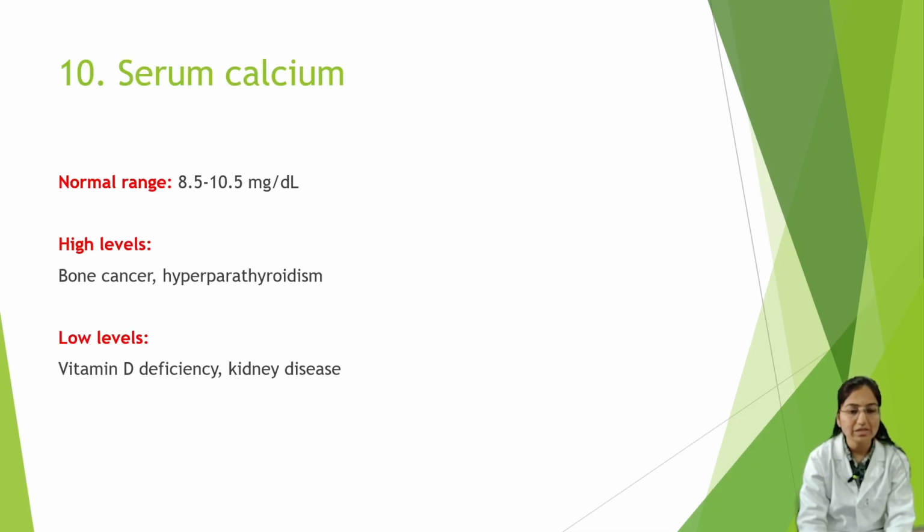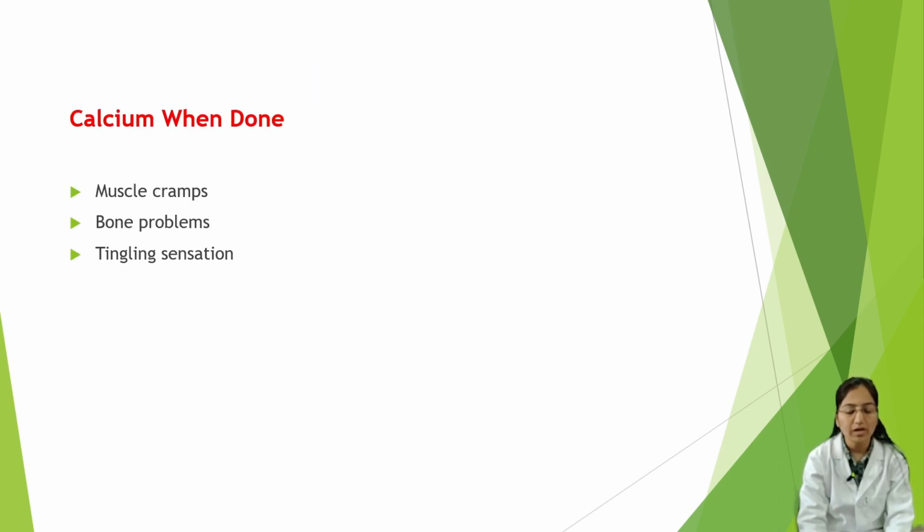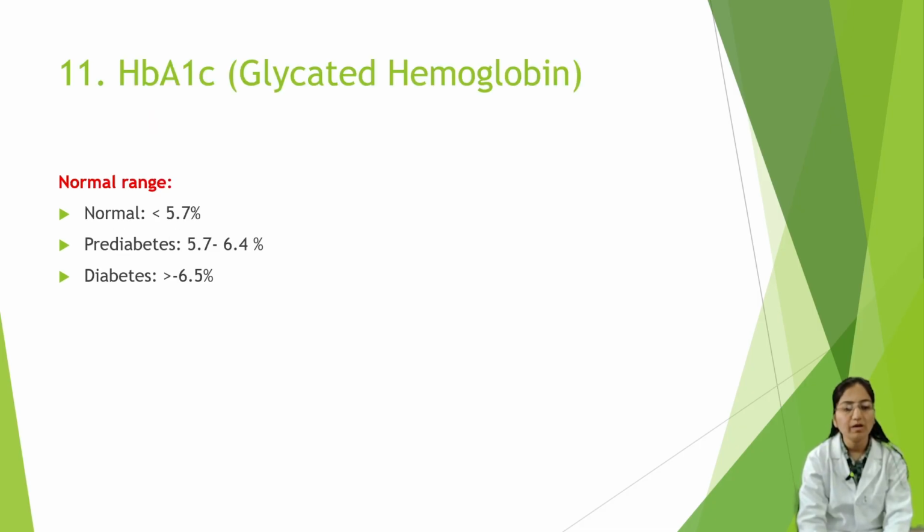Next test is serum calcium. Normal range is 8.5 to 10.5 mg per dl. If serum calcium level increases, what happens? High levels, bone cancer we can see, and hyperparathyroidism. If it is a low level, vitamin D deficiency and kidney disease. These are common. This test is done in the case of muscle cramps, bone problems and tingling sensation.